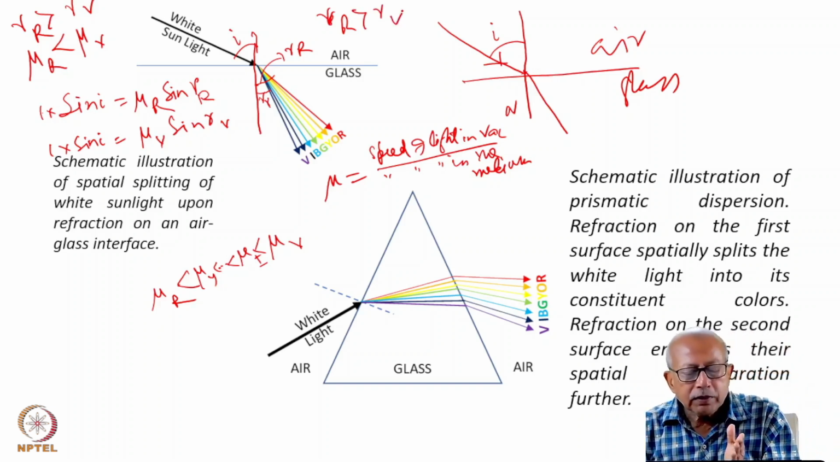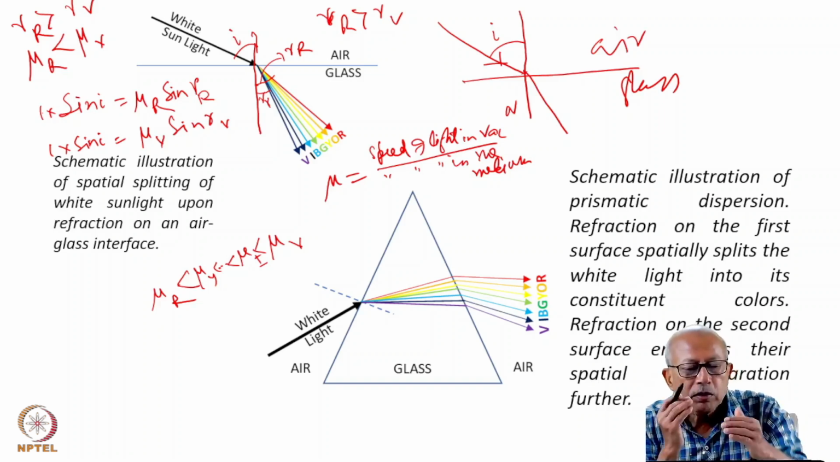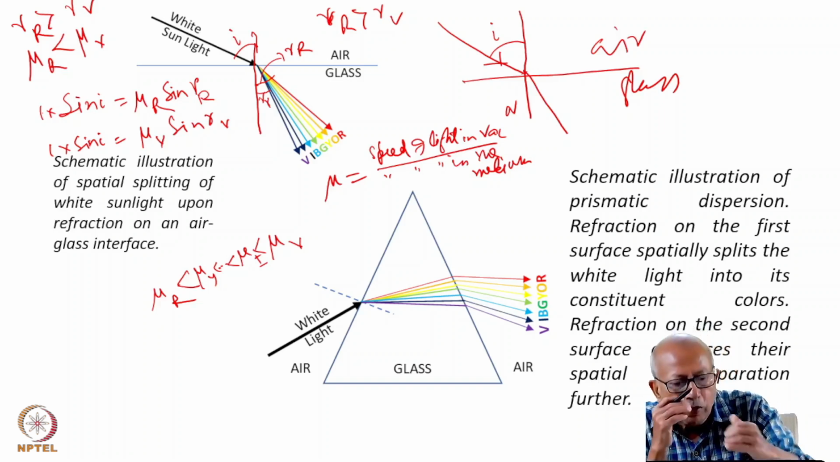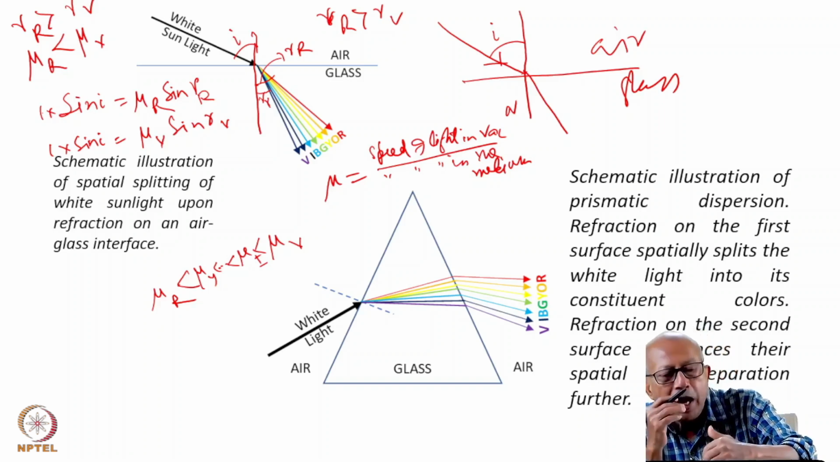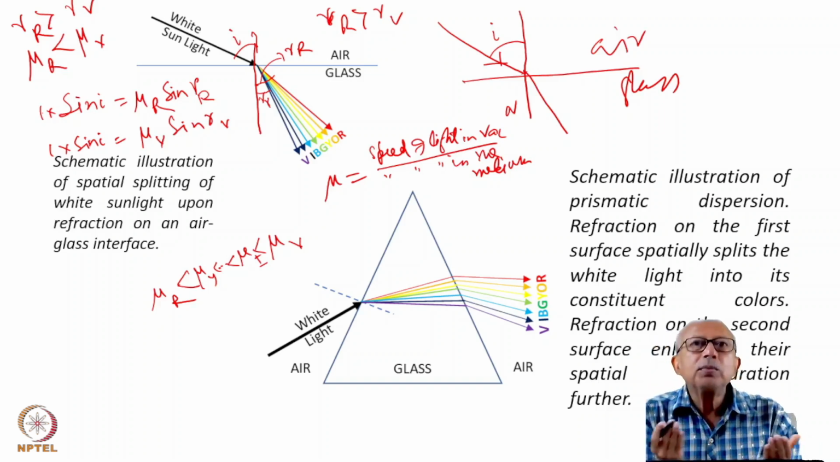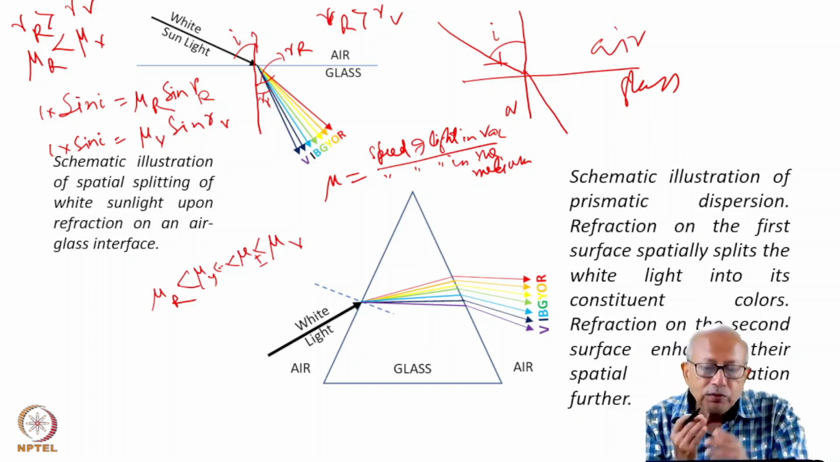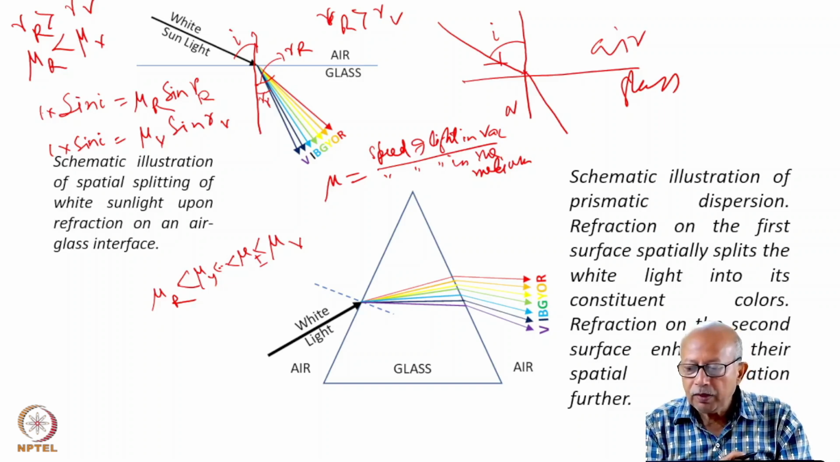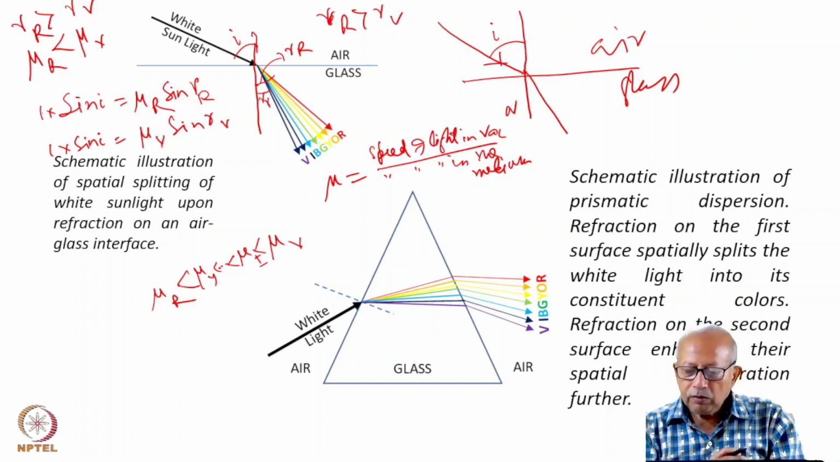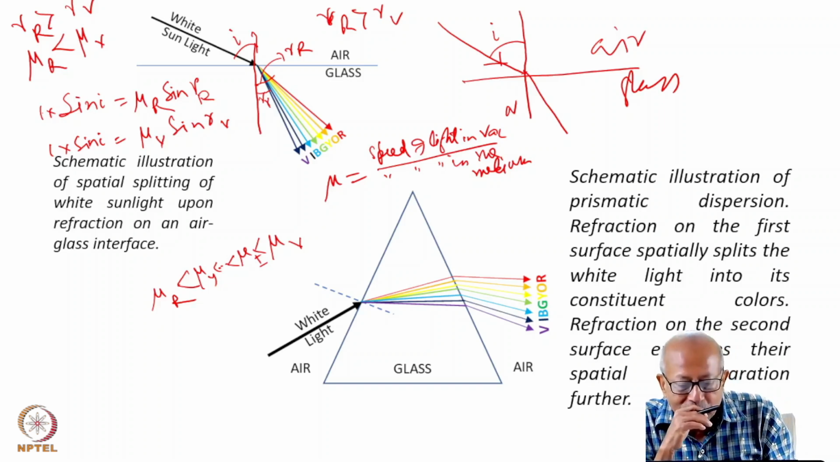That means different colors will split, because after the refraction they will go in different directions, making different angles with the normal. So the colors would split spatially in space. So this phenomenon is called dispersion of light.